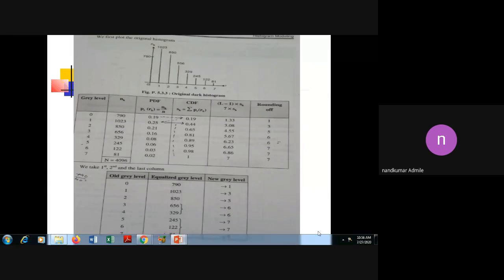The first step is to calculate the length, which is 8. Now the second step is to draw the original histogram. How do we draw the original histogram? As we studied in the last lecture, we distribute the gray levels on the x-axis and the number of pixels on the y-axis.